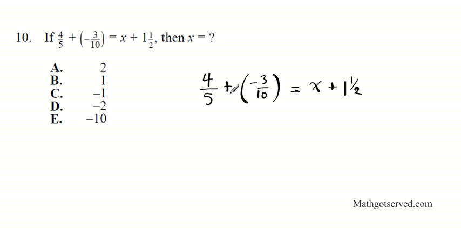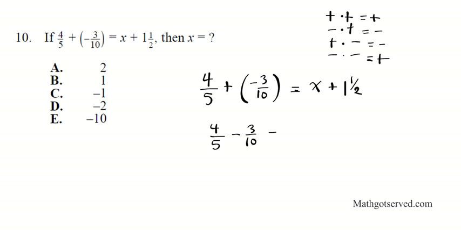Whenever you have two signs here, you just multiply the signs. Remember, plus times plus, you get plus. Minus times plus, you get minus. Plus times minus, you get minus. And minus times minus, you get plus. Bottom line is when you multiply different signs, you always have a negative. If you multiply the same signs, you always end up with a positive, all right? So these two signs are different, so when I multiply them, I'm going to end up with a negative. So I'll have 4 over 5 minus 3 over 10 equals x plus 1.5.